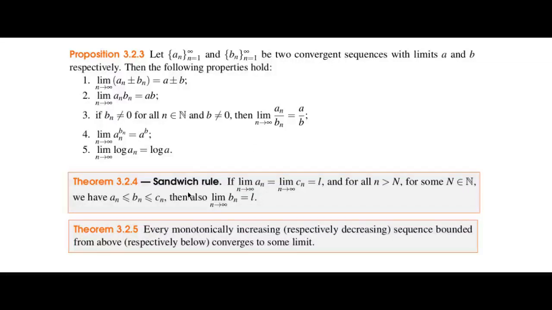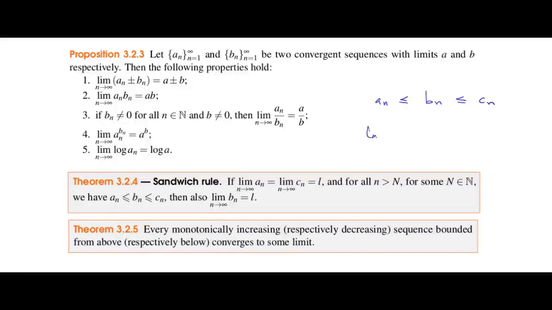Now, the next rule is what we call the sandwich rule. Suppose the limit of a sequence a sub n is called L, and another sequence c sub n also has the same limit. And we have that for all n greater than a given threshold capital N, a natural number, we have this bound: the sequence a sub n bounds from below the sequence b sub n, which is bounded from above by c sub n. Well, the limit of b sub n is going to be equal to L.